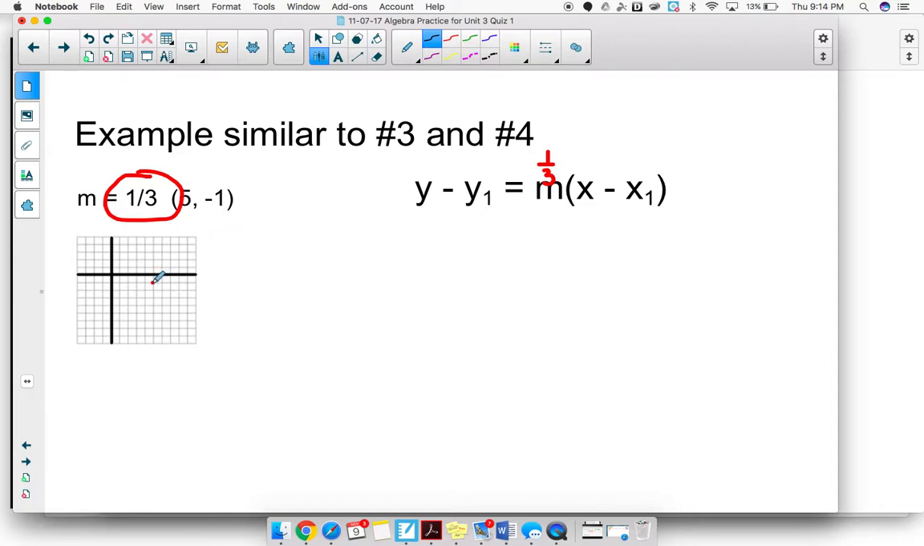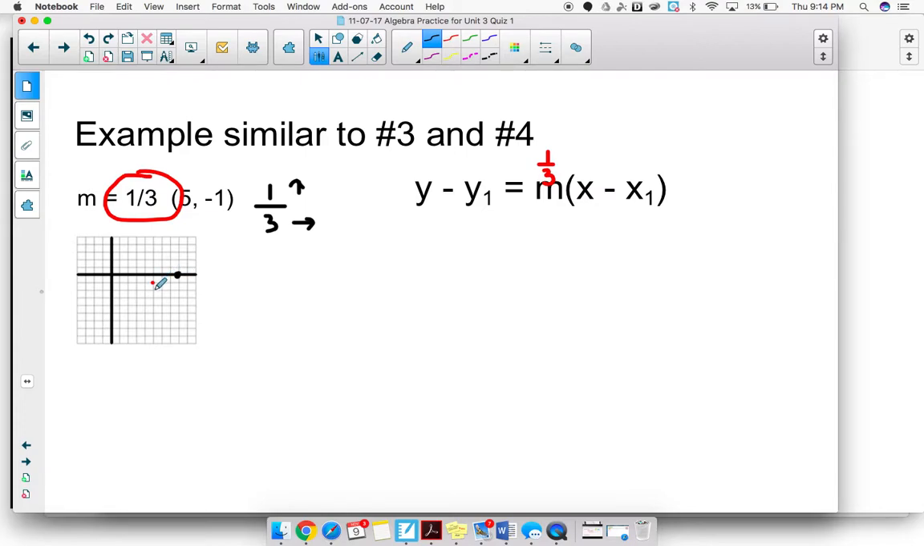So now that I've plotted my point, I know that my slope is 1/3. So that means I have to go down 1 and run, excuse me, it's a positive 1/3. Did I say negative? I meant positive. Positive 1/3. So we're going to go up 1 and over 3. From here, up 1 over 3.